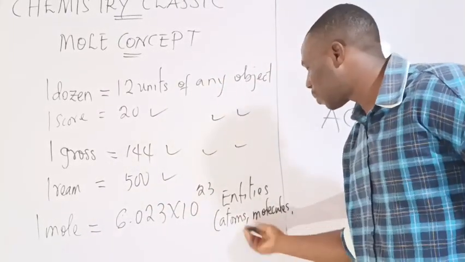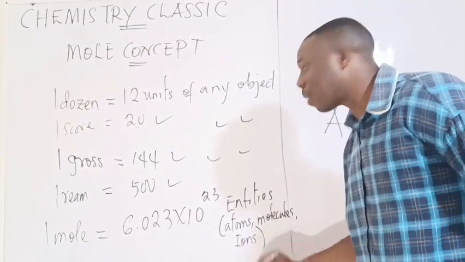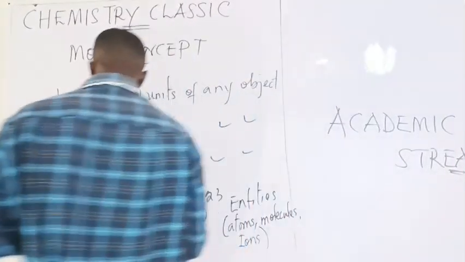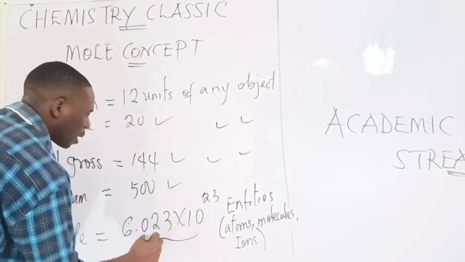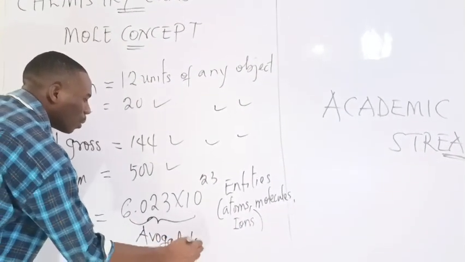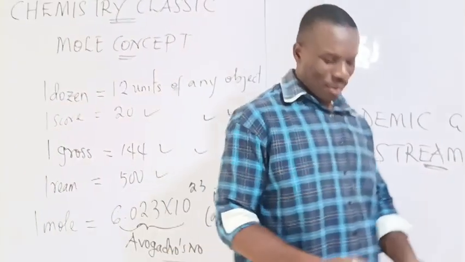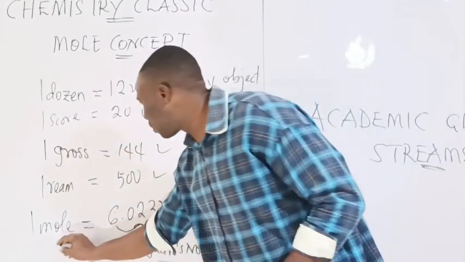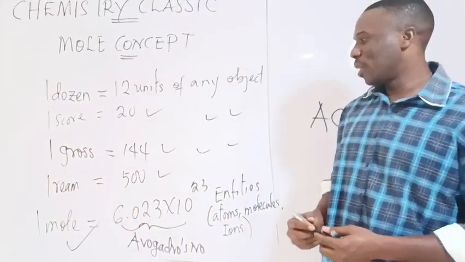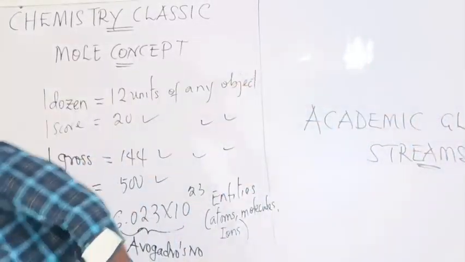And of course, if the particles are electrically charged, it could also be the number of ions. This magic number you see here, we call Avogadro's number. It was named after Amedeo Avogadro. All right, so let's proceed. This is how we count in chemistry, not in dozens, but in moles, which is this magic number.